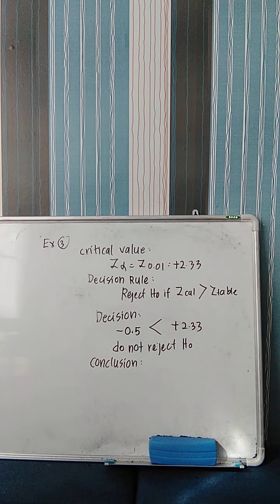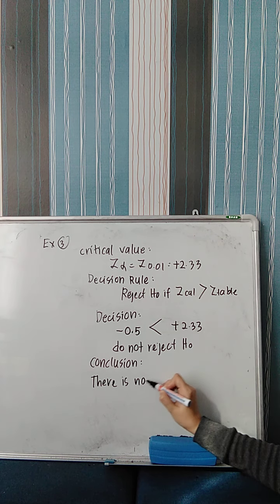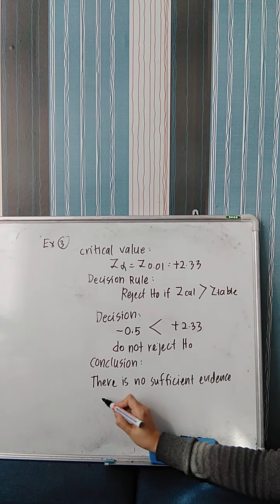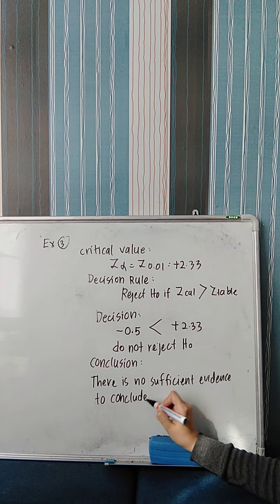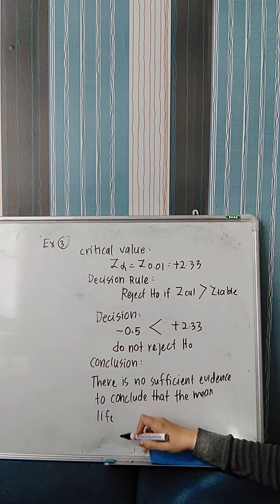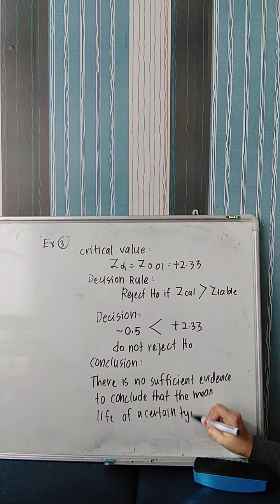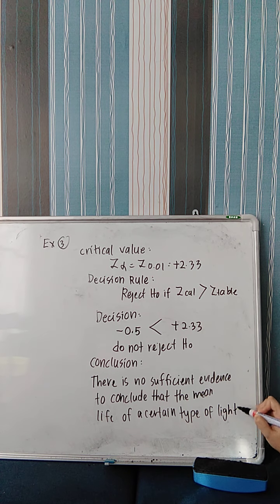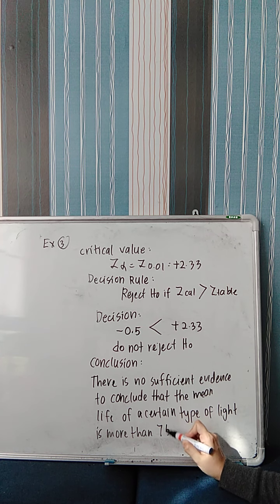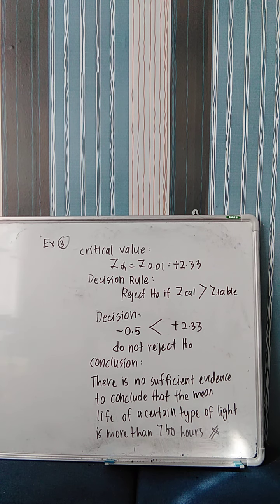Then what is the conclusion? Because you do not reject, there is no sufficient evidence to conclude that the mean life of a certain type of light is more than 750 hours. Okay, so we finish example 3.